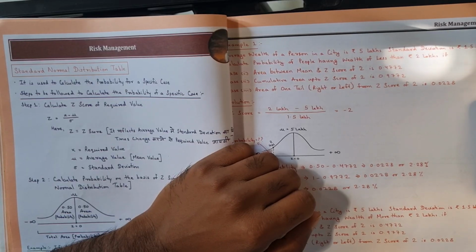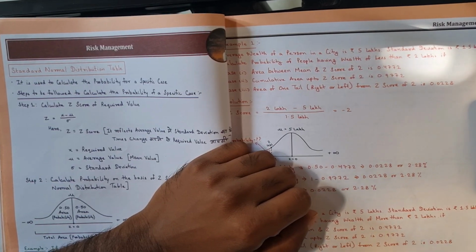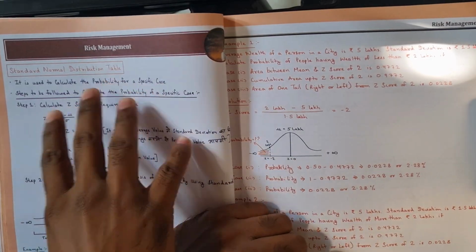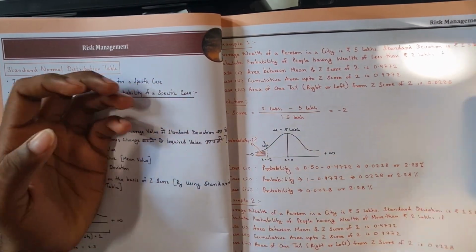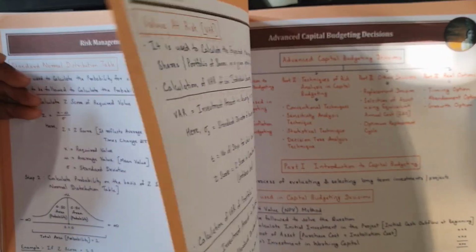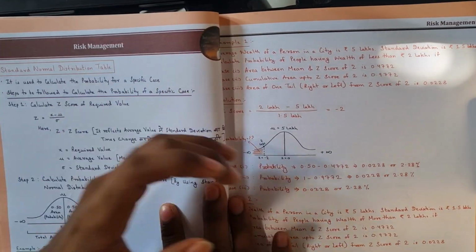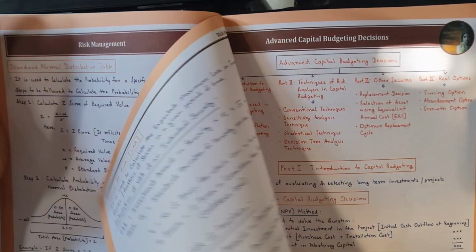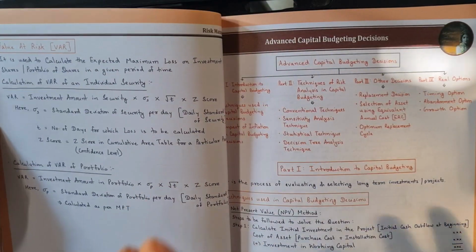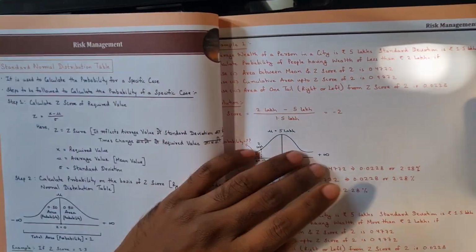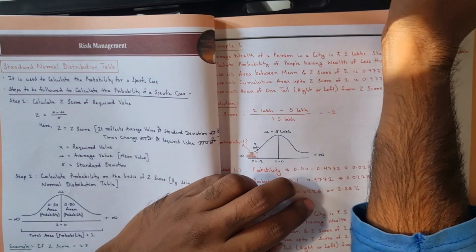So we'll see the standard normal distribution table. What does this say? This is not a specific topic; we have the topic afterwards. Value at risk is the main topic, but you should know the standard normal distribution before solving value at risk. From the standard normal distribution table, your value at risk sum will be derived. So what is the standard normal distribution table?